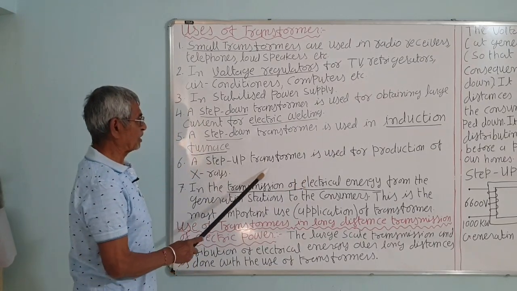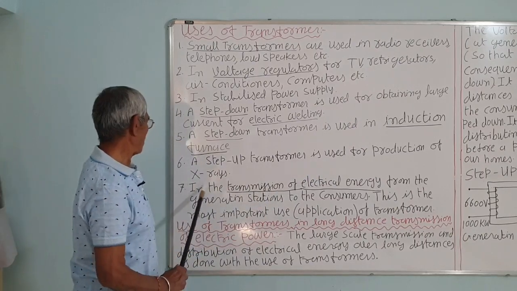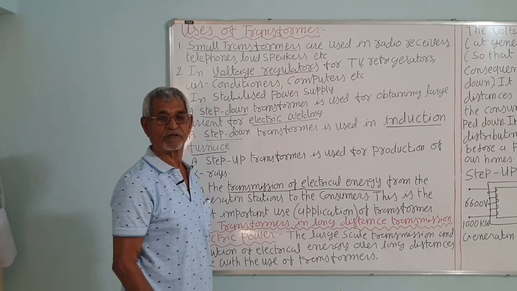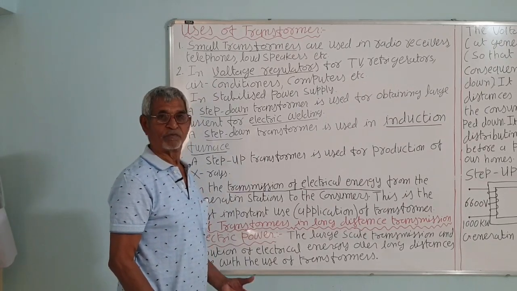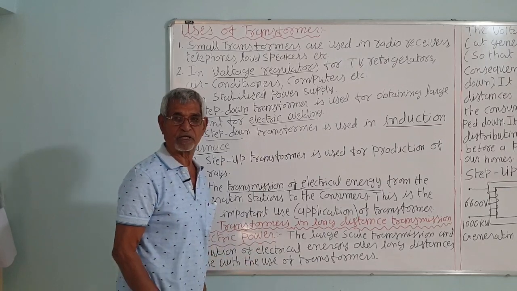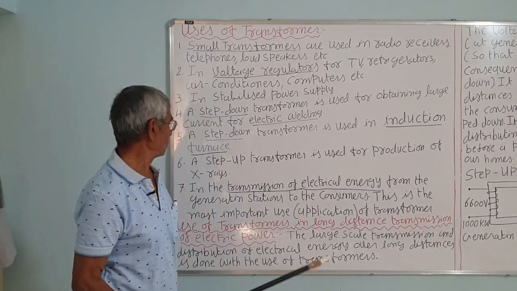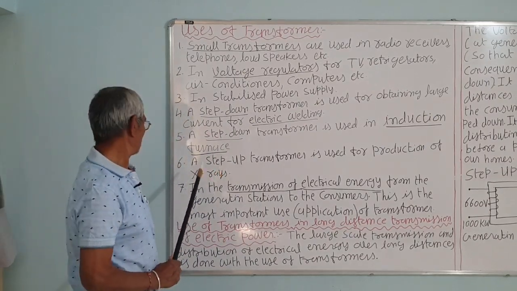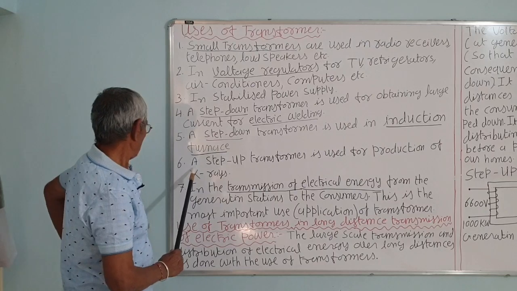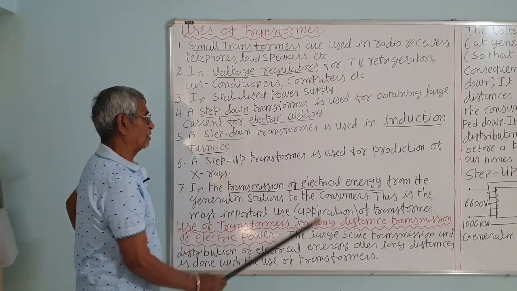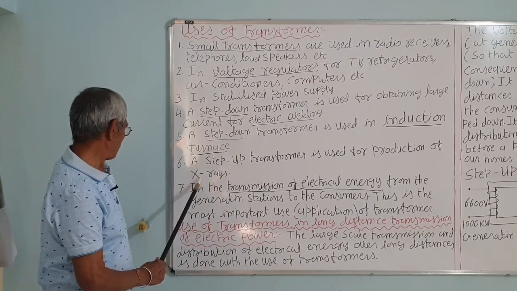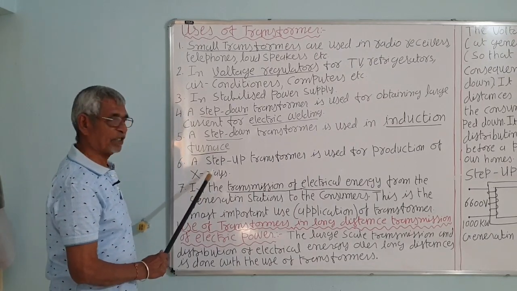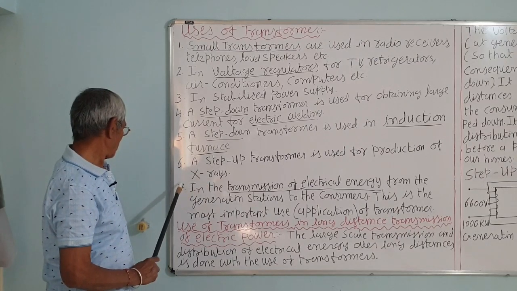Number 6. A step up transformer is used for production of X-ray. X-ray needs a very high voltage, so it can pull out the electrons from the cathode of an X-ray tube, invented by Röntgen at the end of the 19th century. A step up transformer is used in the production of X-ray. X-rays are very short wavelength electromagnetic waves. We will see about the waves in the next chapter.